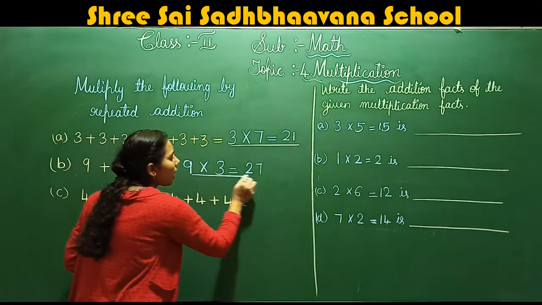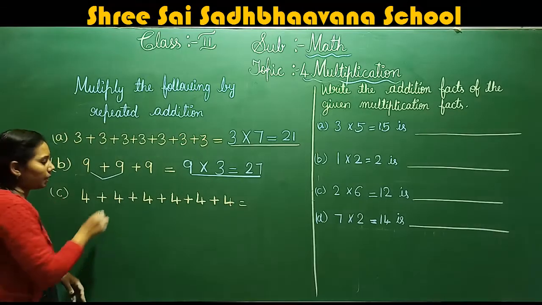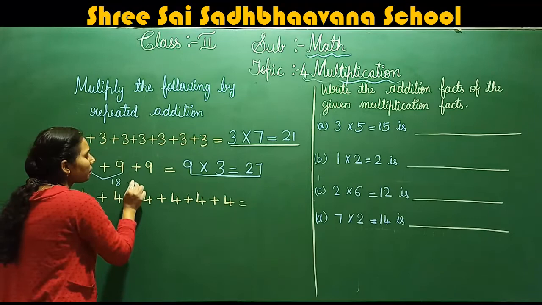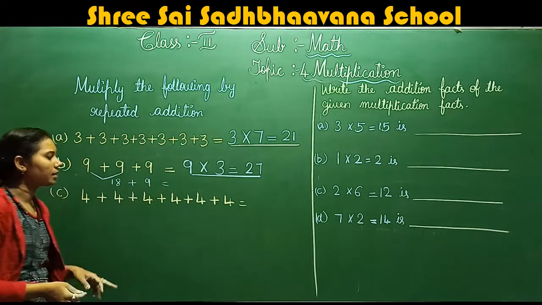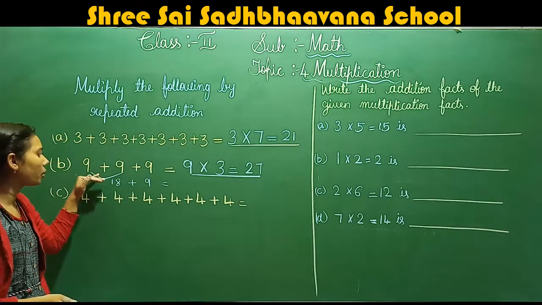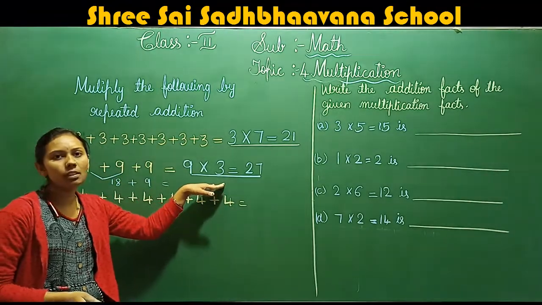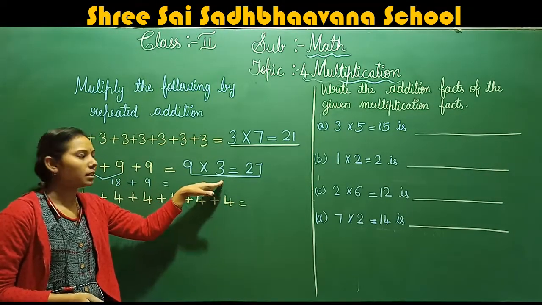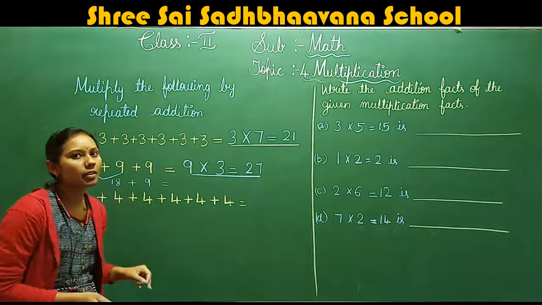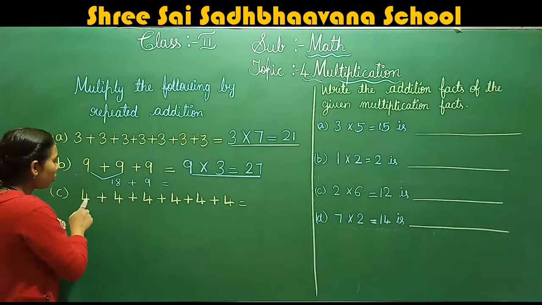See here, if we add these numbers, 9 plus 9 is 18. Right? So 18 plus 9, how much? 27. So we are not going to do it in the addition method. We are going to do it in the multiplication method. So here 9, 3 times, the product is 27. Got it?